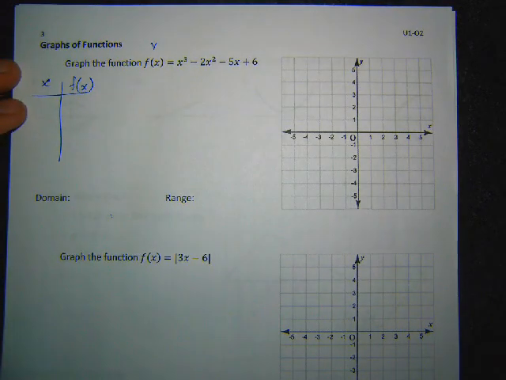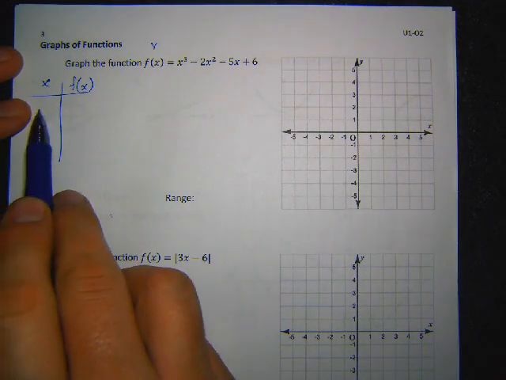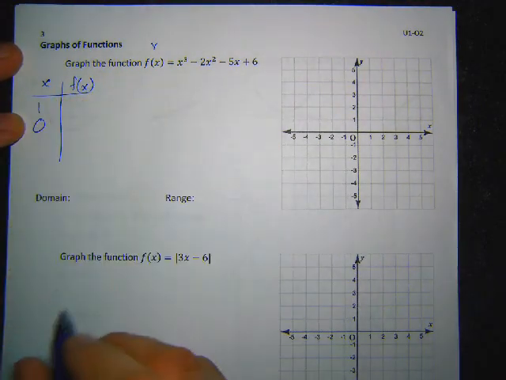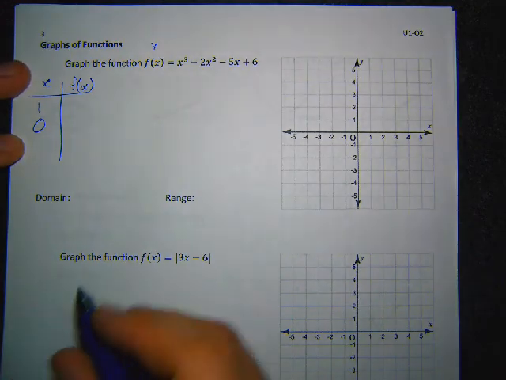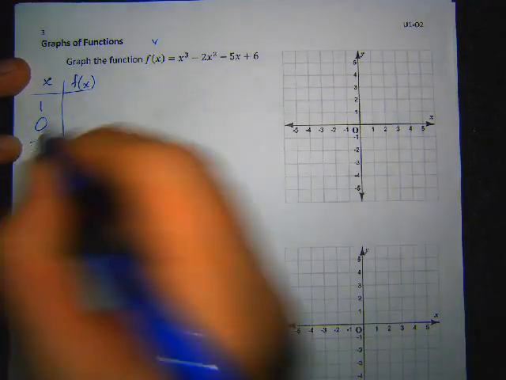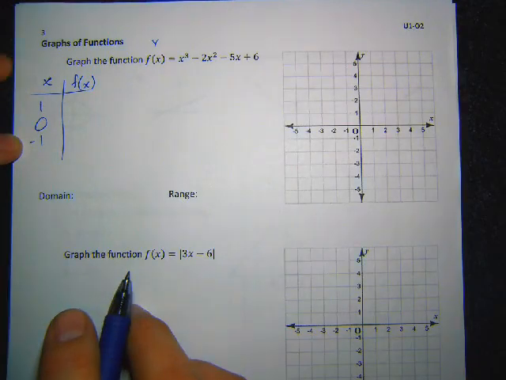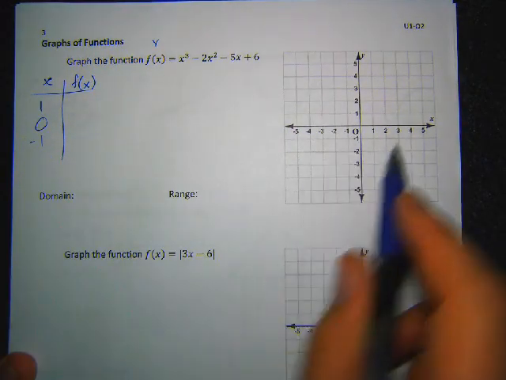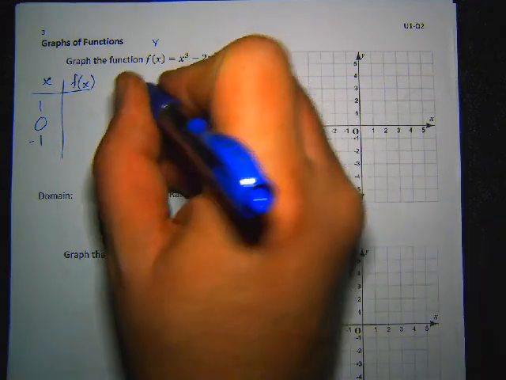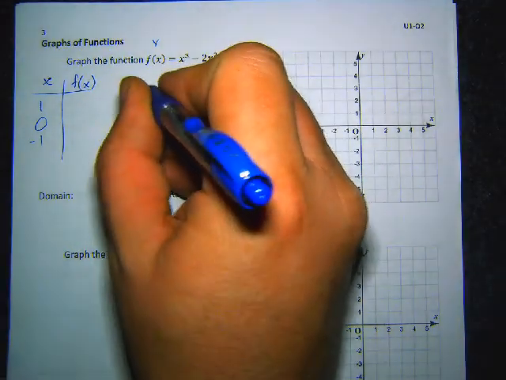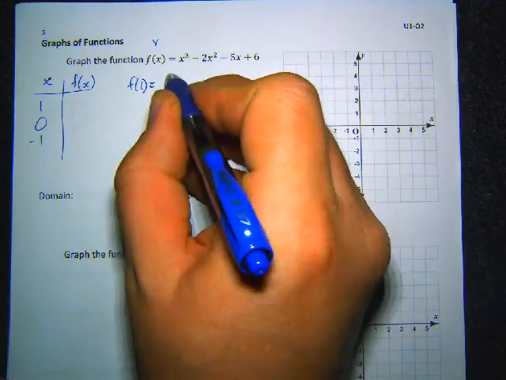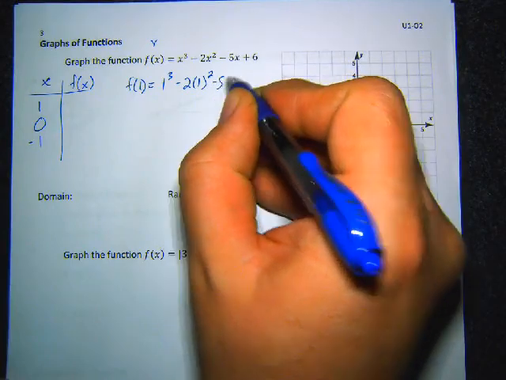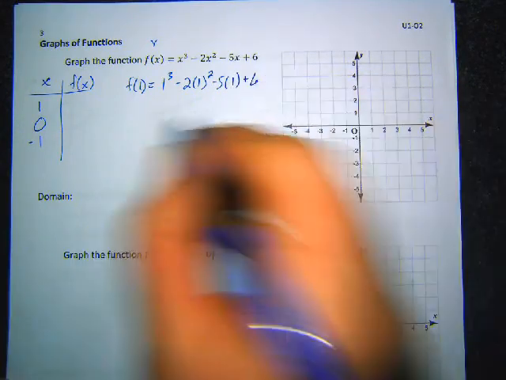And I'm going to pick numbers to plug in. I'm going to pick things that I think are easy to put in. So I usually pick small things like 1. 0 is a nice, easy thing to plug in a lot of times. Sometimes it's good to plug in negatives. So if you have a function you're not familiar with, it's good to plug in some negatives. And I'm just going to plug these into this function and find out what the results are, and that helps me draw my function. So if I plug in 1, so I do f of 1, I get 1 cubed minus 2 times 1 squared minus 5 times 1 plus 6, and I get something like that.